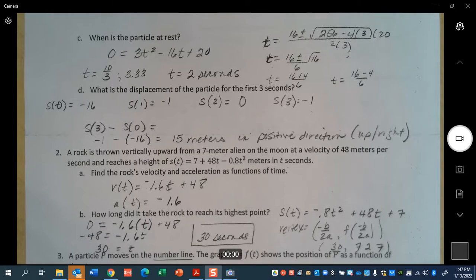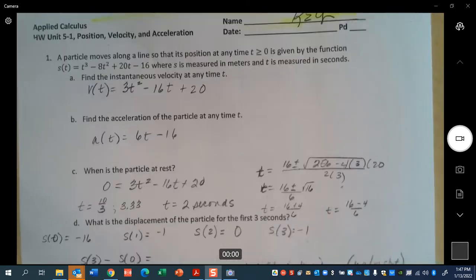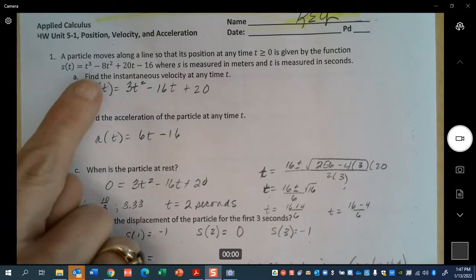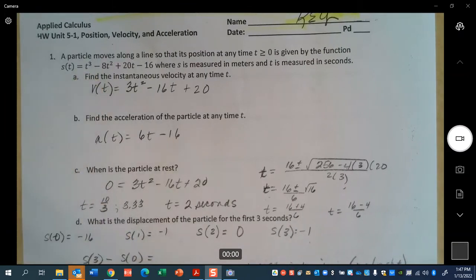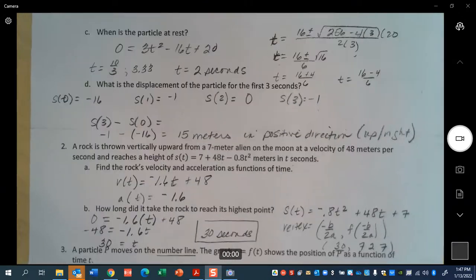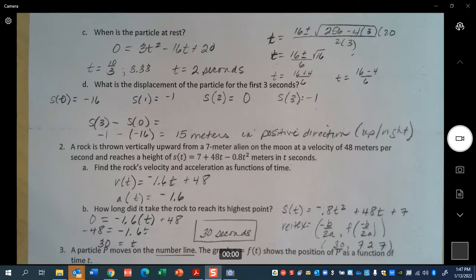When we talk about displacement of the particle for the first 3 seconds, I went ahead and put my original equation into my graphing calculator, went to the table of values and recognized that at the start it's here, at 3 seconds it's here, so its displacement is going to be 15 meters in a positive direction because it's positive.